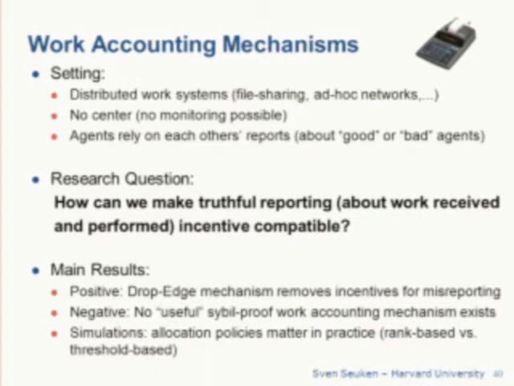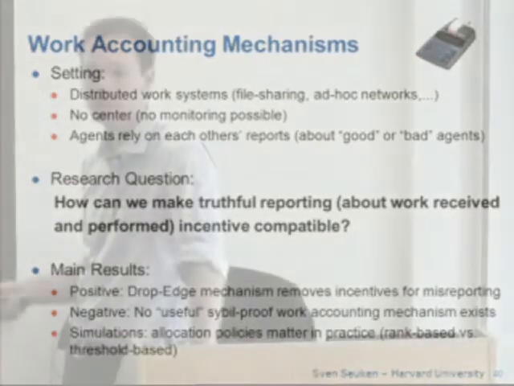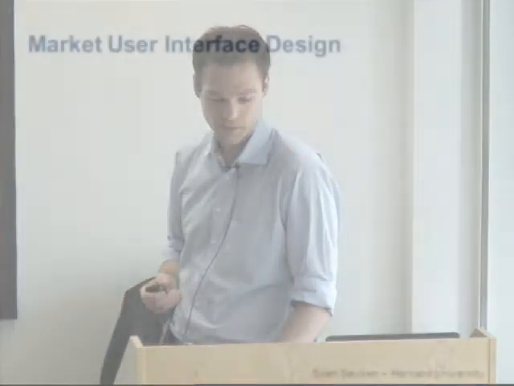Are these technical results, or have you looked at users and this is what makes them behave in the best way? The first two are theoretical. Okay. Yeah, it's technical results. This is not involving any real users, in contrast to the previous study. The last aspect is we also perform simulations, not with real users, evaluating different allocation policies in these distributed work systems.